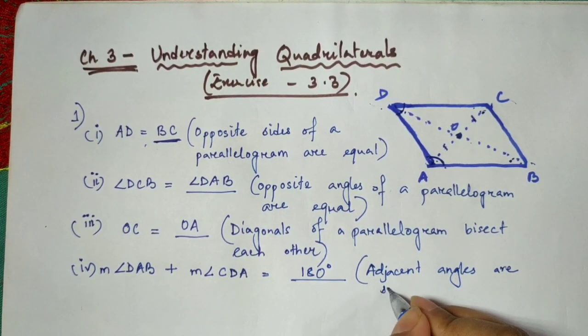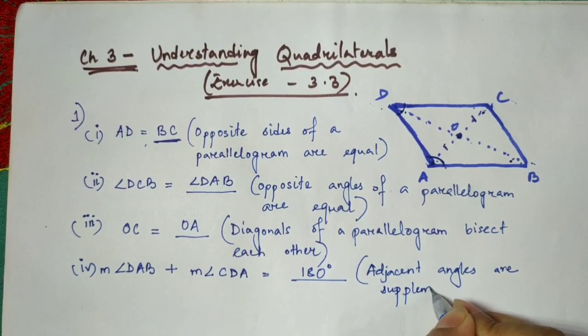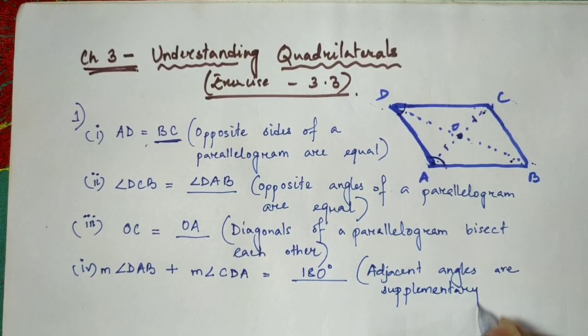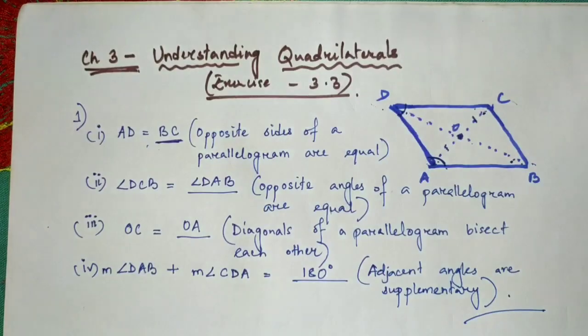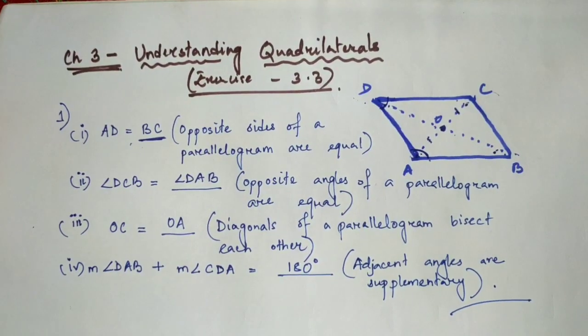So the condition is, adjacent angles of a parallelogram are supplementary. This is how we write down the things. Okay, I hope you have understood this. You have to go back to the properties if you have forgotten this.